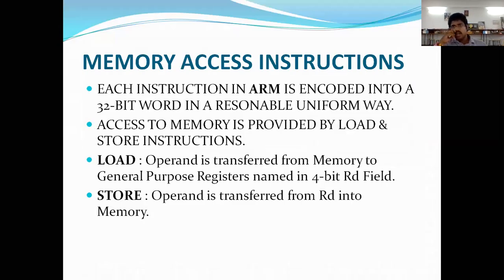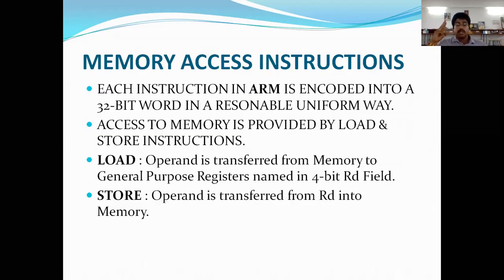ARM is encoded into a 32-bit word. That means the word length is 32 bits. You can either insert or delete data in multiples of 8 only. Simply to say 8 or 16 or 32, not even 24. 8 twos are 16, and 16's multiple is 32. Like that you can add or delete the data into the ARM. ARM is a 32-bit register.